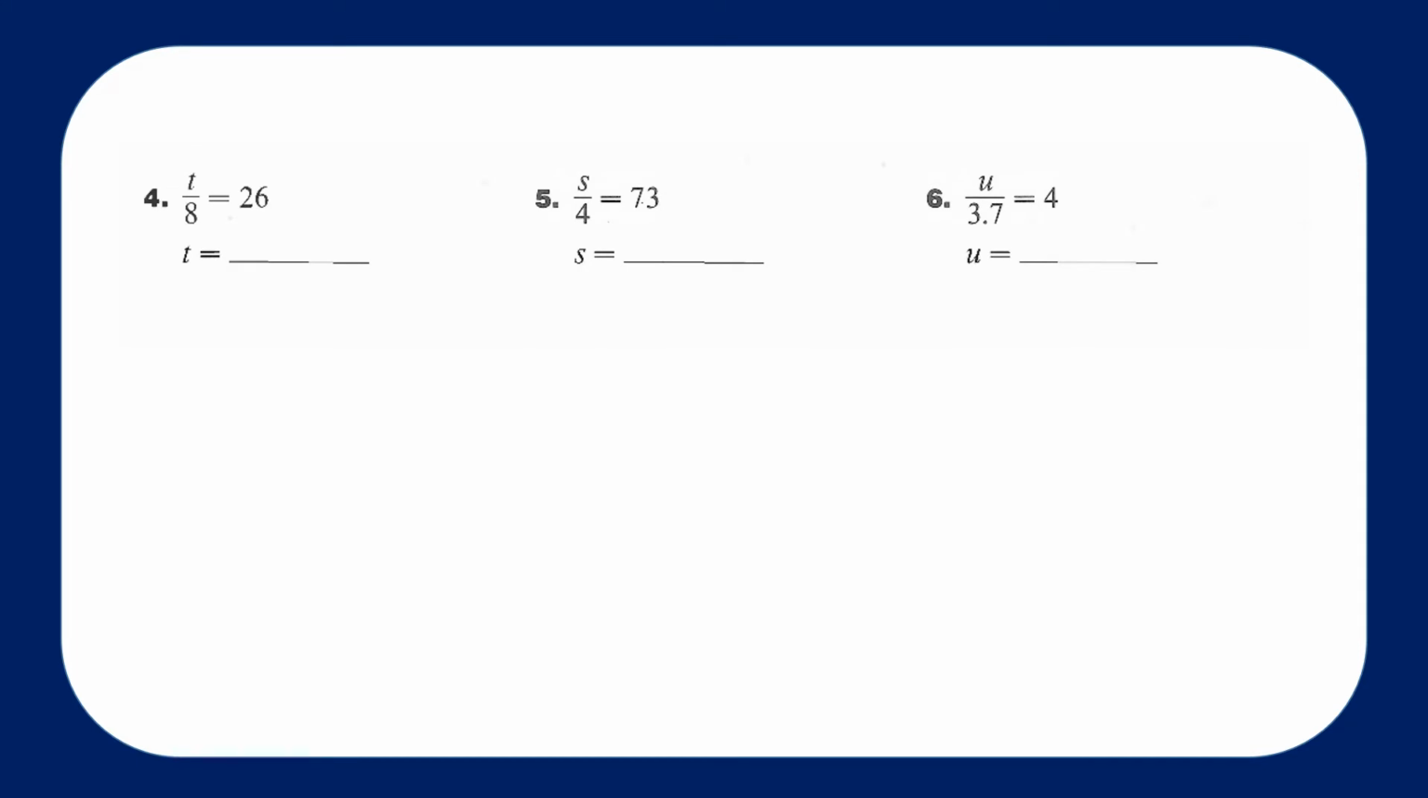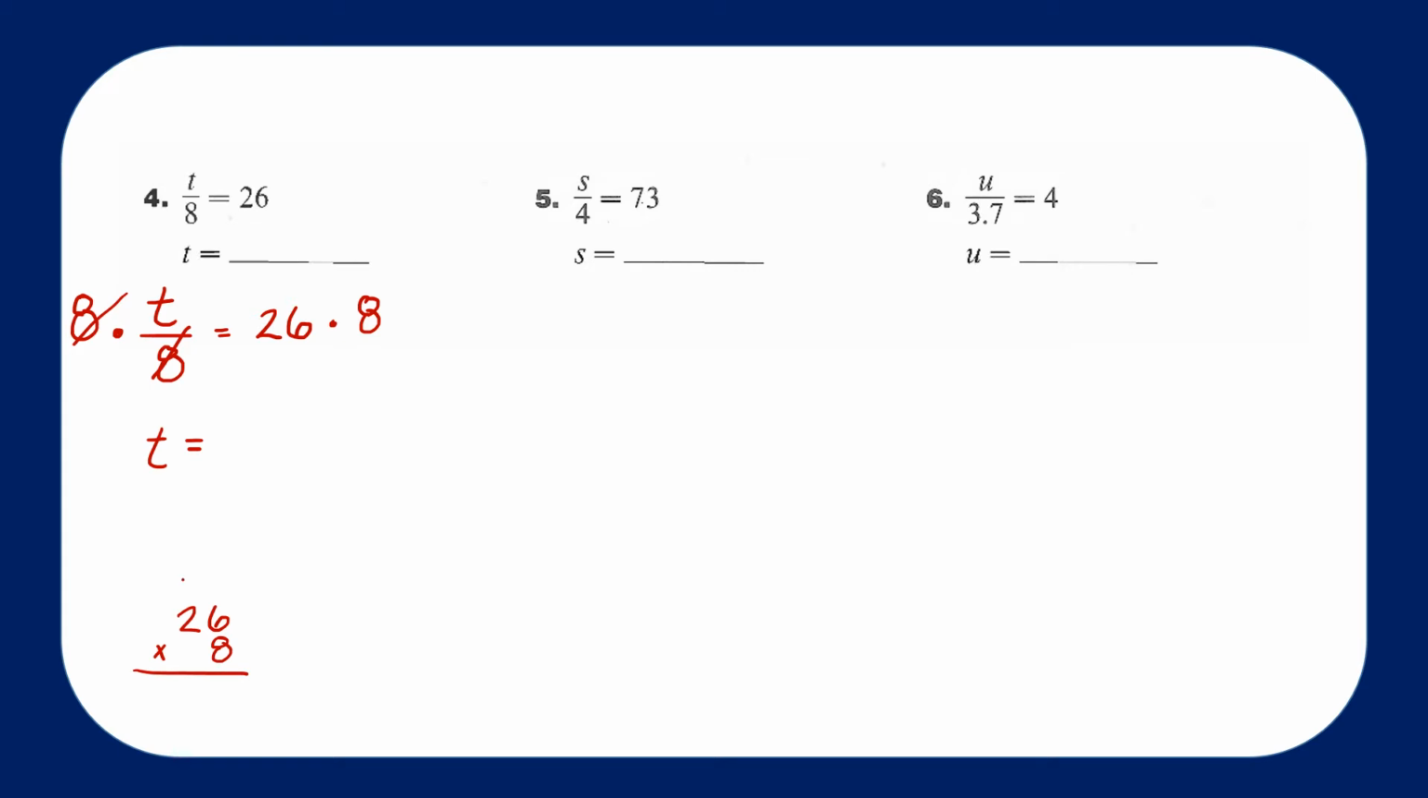Question number 4. T divided by 8 equals 26. Now, one way to show multiplication would be with a dot. So we can do times 8. Divide by 8 times 8 cancels each other out and leaves us with T on the left. And then we have 26 times 8.